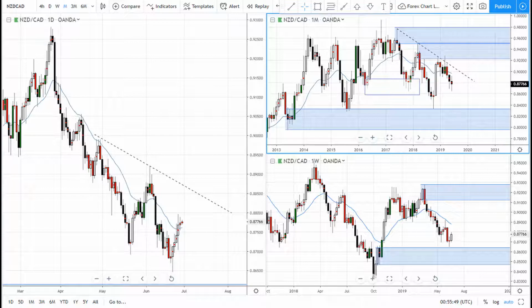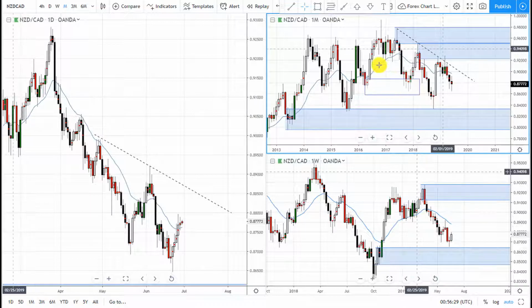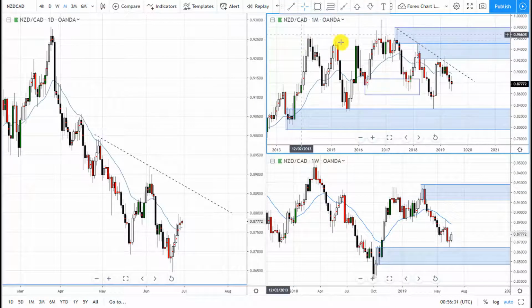Apart from that, let's get right to evaluating the charts. Okay, let's take a look at the New Zealand dollar versus the Canadian dollar. This chart on the left here is the daily. This chart on the bottom here is the weekly. And this chart up here is the monthly.